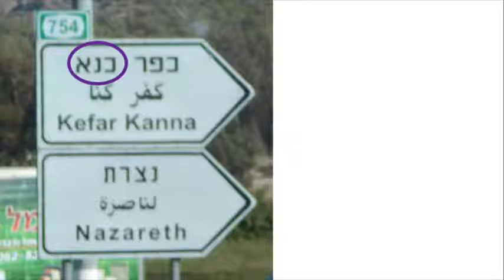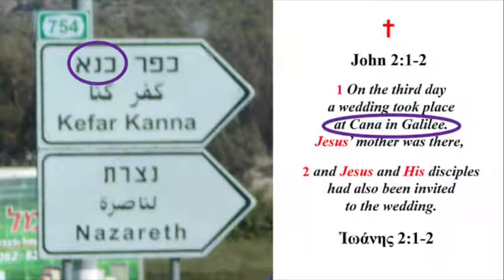Anyone? Anyone? This is John chapter 2. On the third day, a wedding took place at Cana in Galilee, and Jesus' mother was there. And Jesus and his disciples had also been invited to the wedding. This is the wedding of Cana, right? This is where Jesus turns the water into wine. It happened here. Well, that village is here.